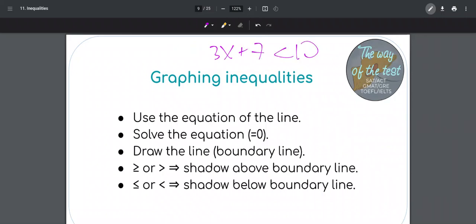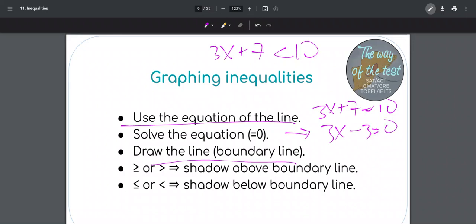So what's going to happen is I'm going to use the equation of the line, which means I'm going to put this in terms of the equations. I'm going to put 3x plus 7 is equal to 10. Then I'm going to solve the equation, like putting everything to 0. So 3x minus 3 is going to be equal to 0.